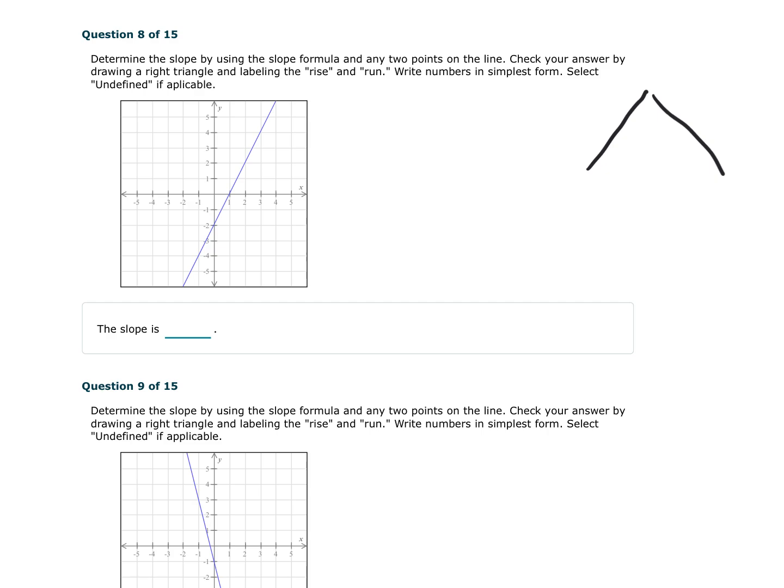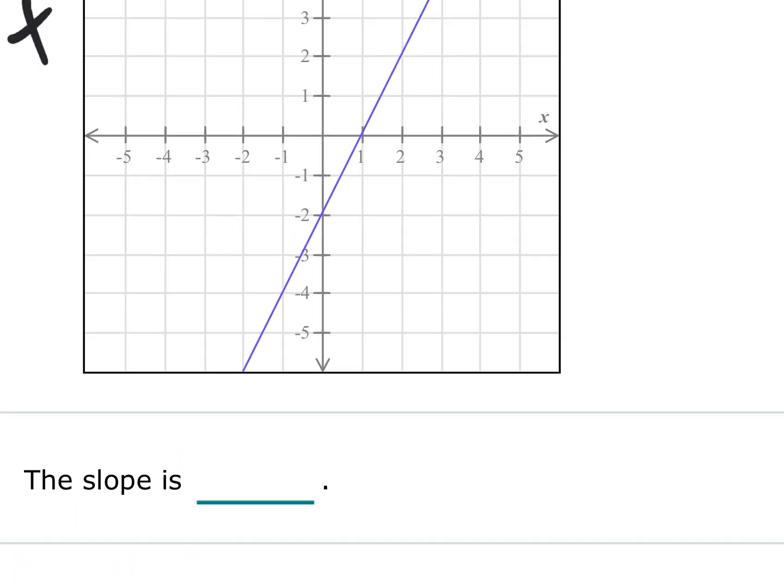From left to right, if you increase, then it's a positive line. If you decrease from left to right, as you go left and right, this decreases, then it's a negative line. So on number 8, I know that that slope is going to be positive because it's a positive line. On number 9, I know it's going to be negative, but let's take a closer look and determine what we think it could be.